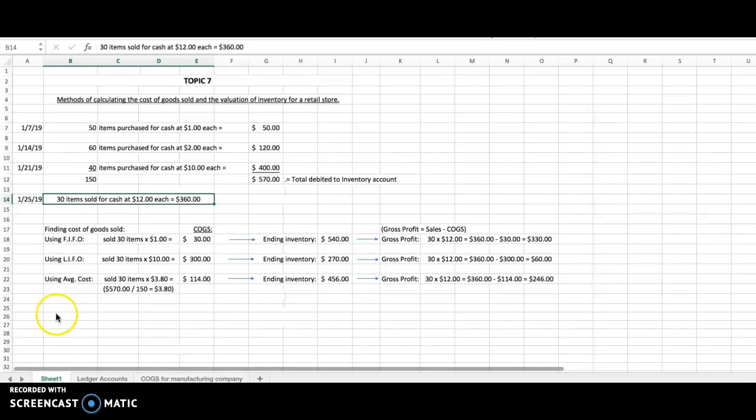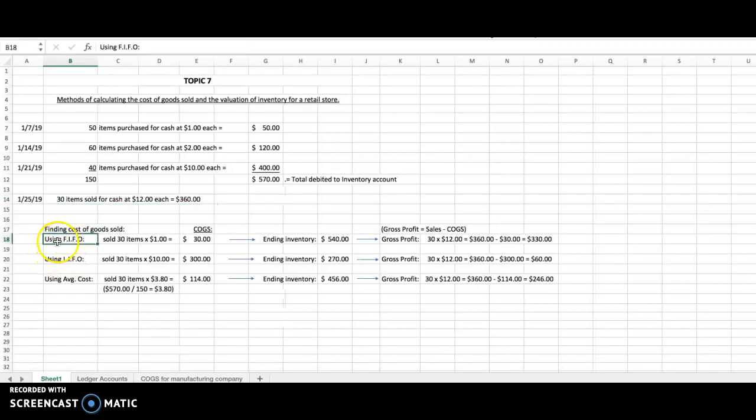That's the whole crux of topic 7. Now, this company uses FIFO, first in, first out. Let's go back to this page and look at finding cost of goods sold using first in, first out. If we sold 30 items, we sold the first 30 that we bought. We bought 50 the first time, and we sold 30 of them, and that would be $1 a piece. So the cost of goods sold is $30. And this shows ending inventory of $540.